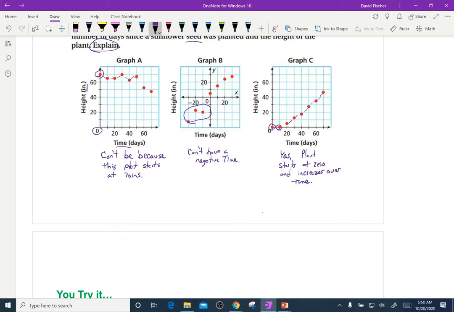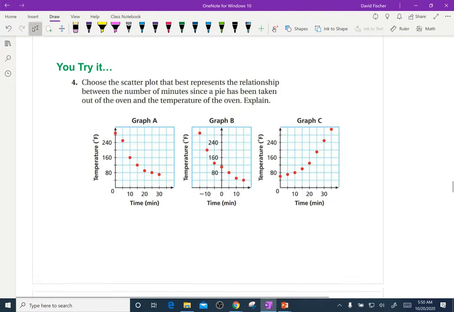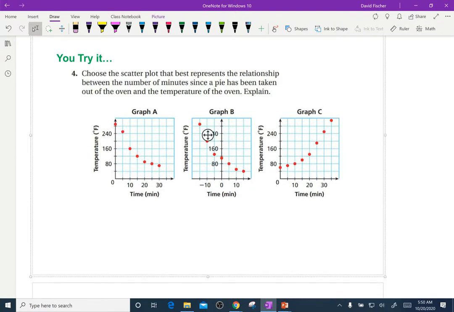Okay. All right. Here's you try it. Choose a scatter plot that best represents the relationship between the number of minutes since the pie has been taken out of the oven and the temperature of the oven. Explain. So again, don't forget on the ones that don't fit, you need to explain why it doesn't work.